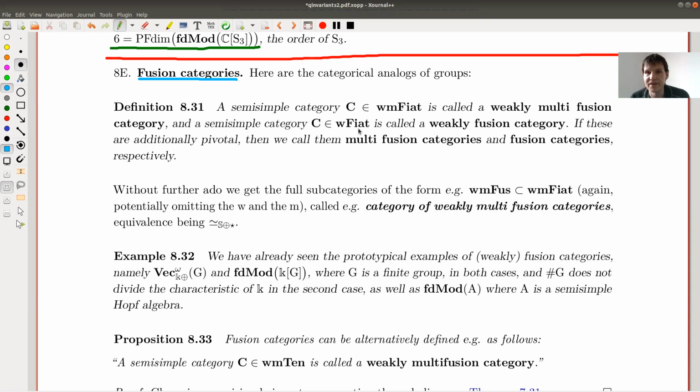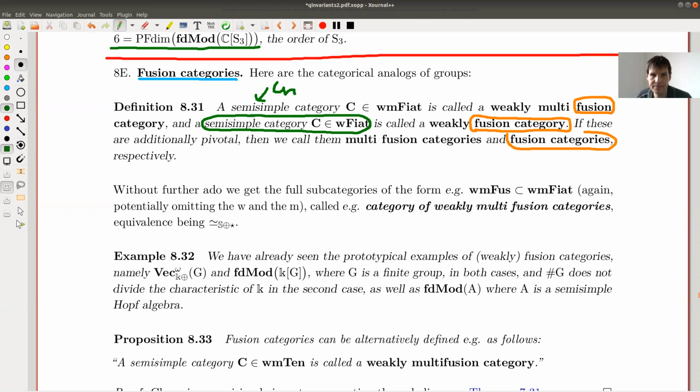Before I can show you examples, I need to tell you what I'm going to classify. It's pretty simple. It depends a bit on your category itself, whether it's rigid or pivotal. There are lots of adjectives, but the main point is I want it to be fusion. That name comes from physics, fusion categories, and basically this means it's a semi-simple Fiat category. The crucial word is semi-simple.